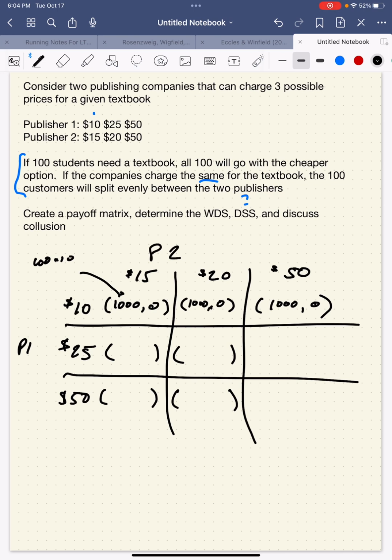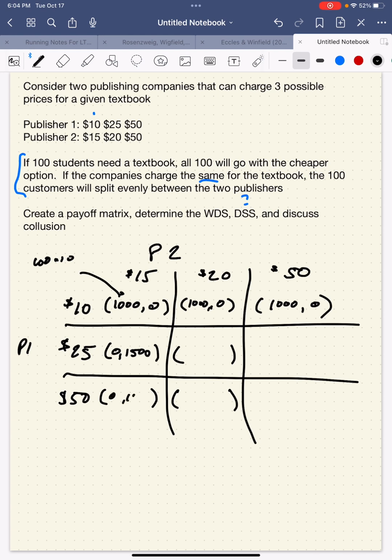Right, and we really have to just do this for every single situation and say who's charging more. Whoever's charging less gets all the customers, or if they're charging the same, they split evenly. So in this case down here, publisher one is charging 25 and publisher two is charging 15. Publisher one isn't getting any of the customers because they're charging more, and publisher two is getting all 100 customers, each of them spending $15. So they're making $1,500 off of that.